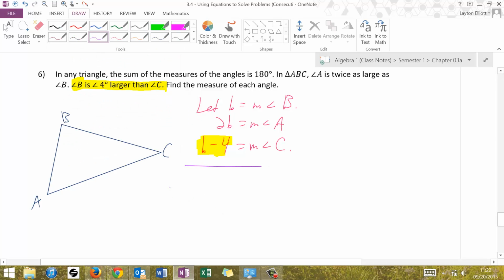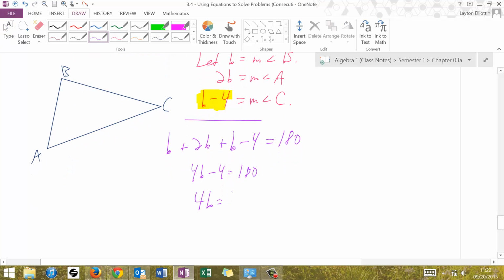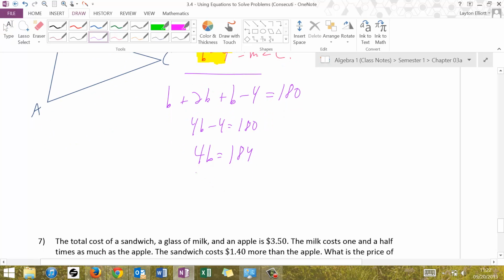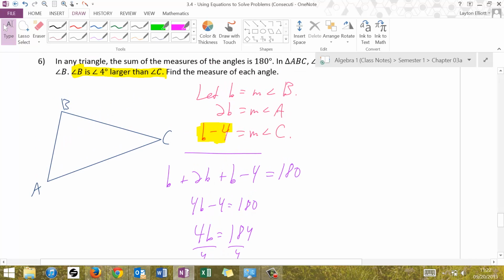Sum is 180, so B plus 2B plus B minus 4 equals 180. Or 4B minus 4 is equal to 180. Or 4B is equal to 184. Divide both sides by 4, and you get B is equal to, that'd be 46. So the measure of each angle, this is 46, 2B is 92, and 46 minus 4 is 42. So the angles are 46 degrees, 92 degrees, and 42 degrees.